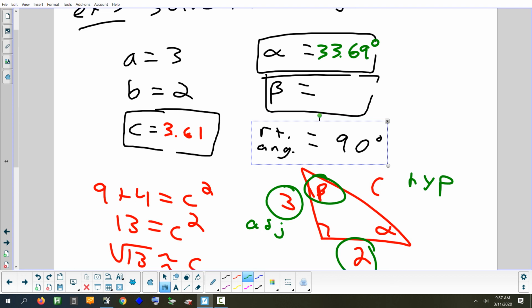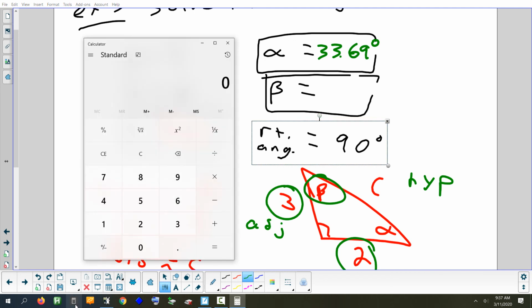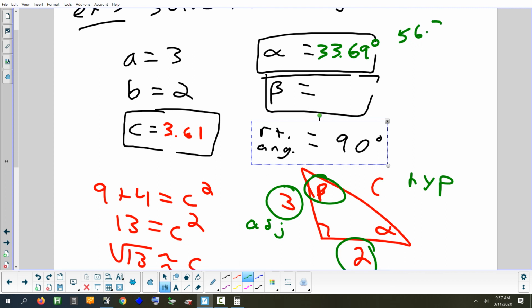Now, if I was running out of time on the test, what could I quickly do to get beta and just hope that I got alpha right with it? Take 33.69 from 90. Yep. 90 minus 33.69. So it should be 56.31. But if you do it that way, you're assuming you got alpha right. And if you didn't, now you just got beta wrong as well. So I'm going to finish it up and find beta exactly the same way we found alpha.